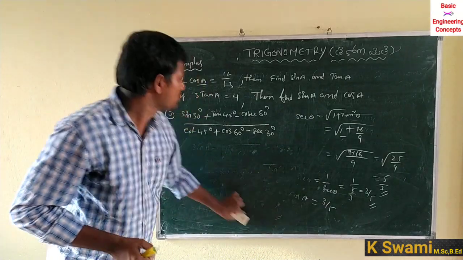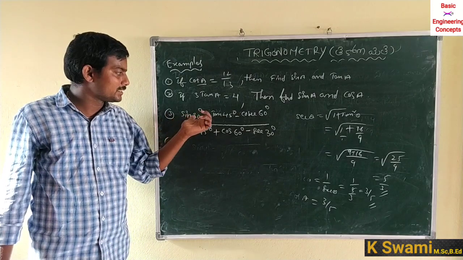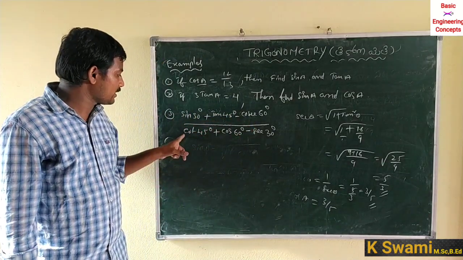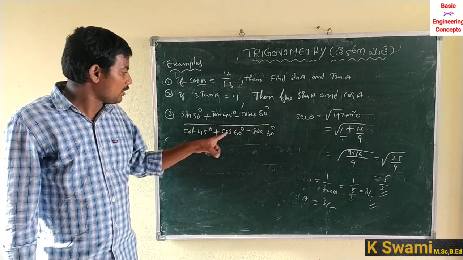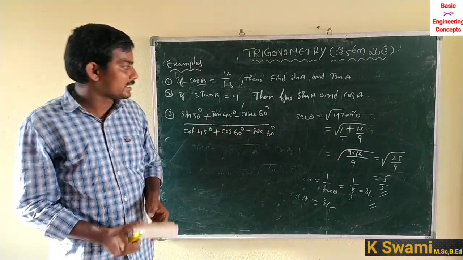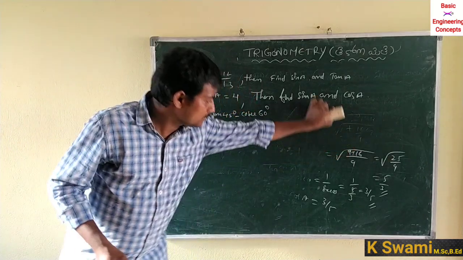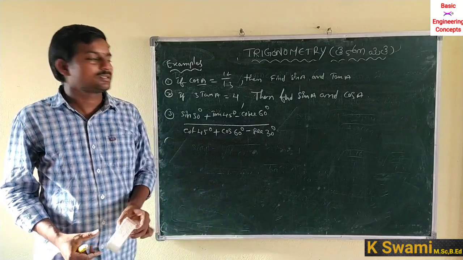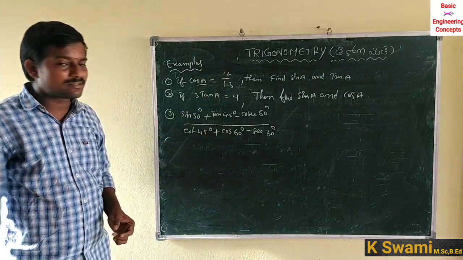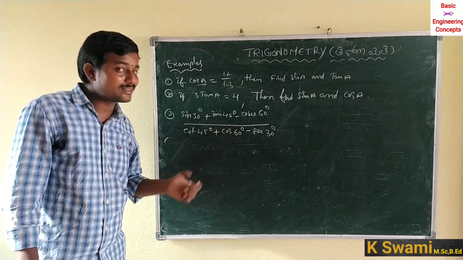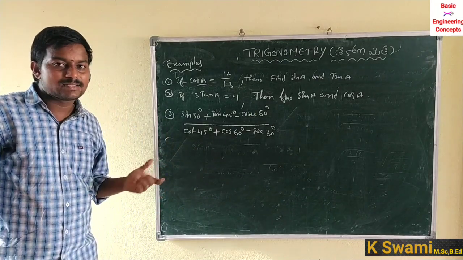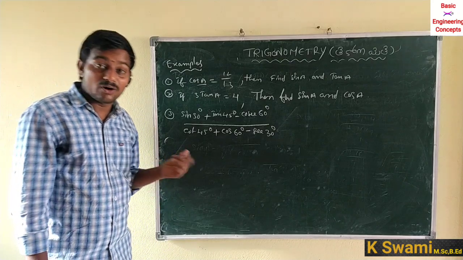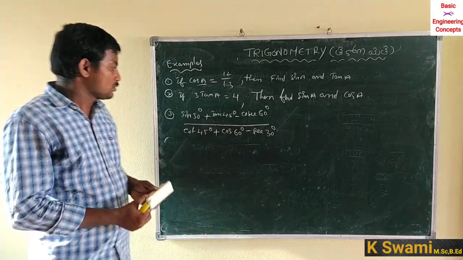The other example is to find (sin 30 degrees plus tan 45 degrees minus cosecant 60 degrees) by (cot 45 degrees plus cos 60 degrees minus secant 30 degrees). Already we discussed the specific trigonometric ratios, meaning sin 0, sin 30, sin 45, tan 0, tan 45, tan 90, cos 60, cos 30 and so on.